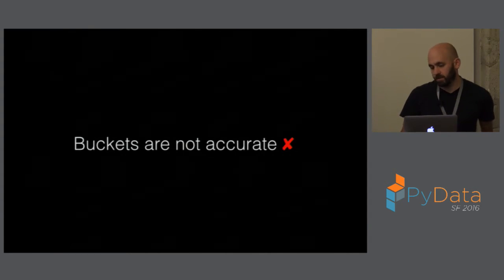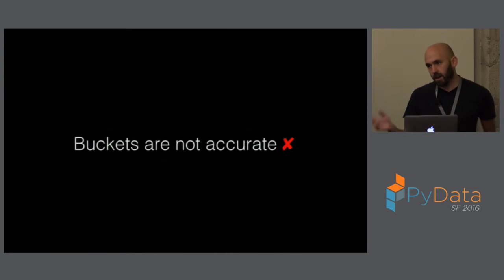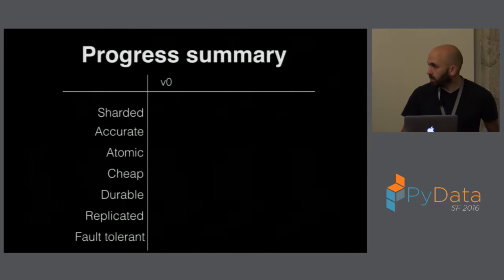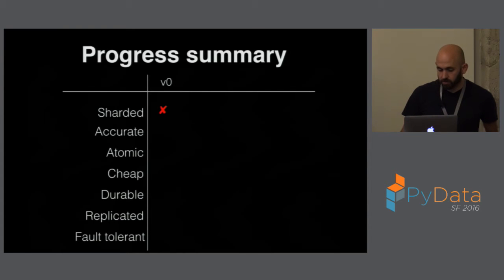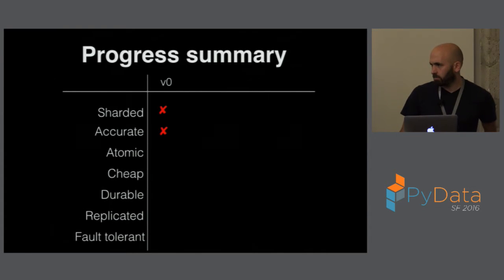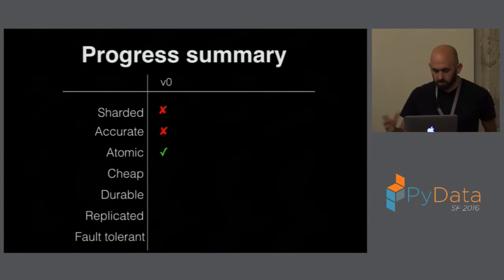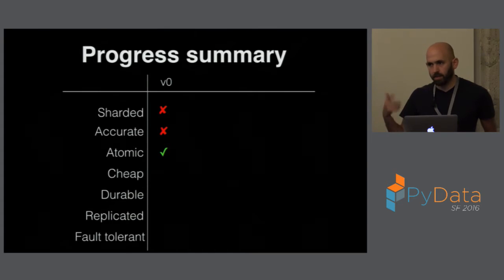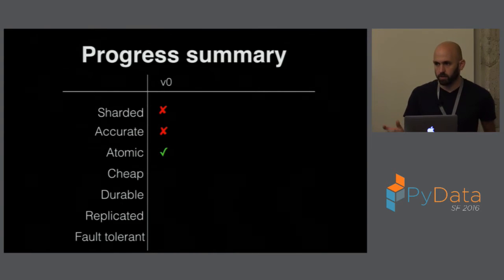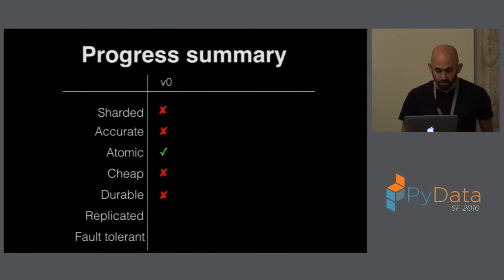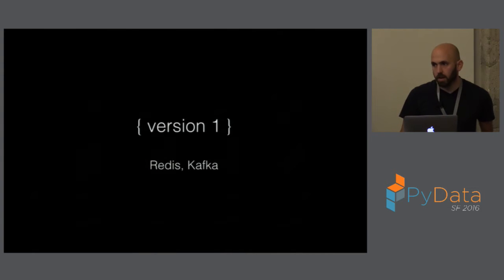The biggest problem for us was that the buckets are not accurate. So if you're adding to an hour, you either get the first half of the hour or the second half of the hour. We really wanted this sliding count. And as a progress check of what we've achieved in this database: it didn't have sharding, the buckets weren't accurate. It was atomic, which is an interesting story for HyperLogLog, because you can keep adding the same data and it doesn't change anything, because you're counting uniques. Not very cheap, not very durable. Redis gave us replication, but that doesn't matter, and it wasn't fault tolerant.